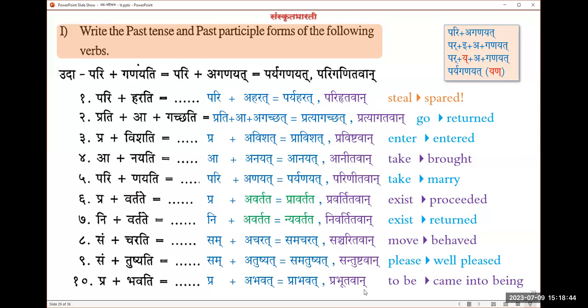So, the fellow who was. Prabhutavan, the fellow who was properly was. The pra gives the sense of birth in this context. Came into being is the meaning of Prabhutavan. See, because we use the word Prabhuti, etc. in the sense of birth. So that is what.